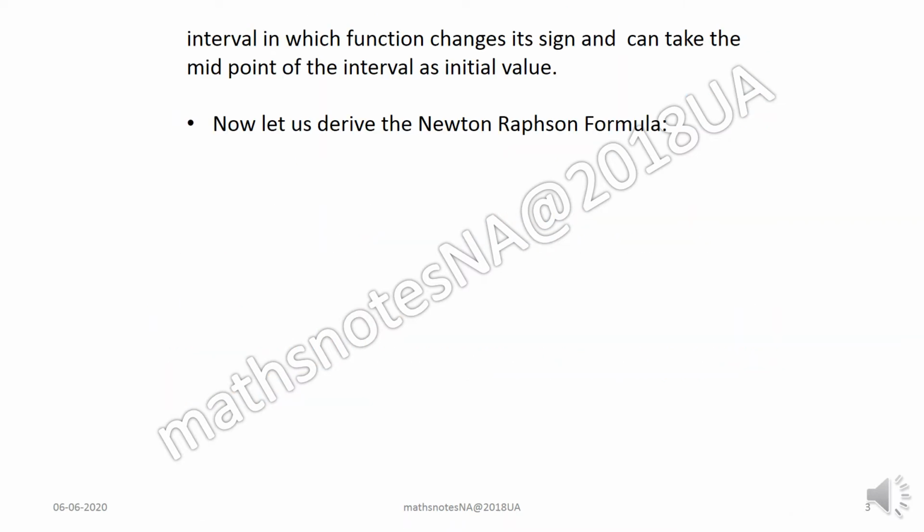We find the interval in which the function changes its sign and can take the midpoint of the interval as the initial value. Now let us derive the Newton-Raphson method.